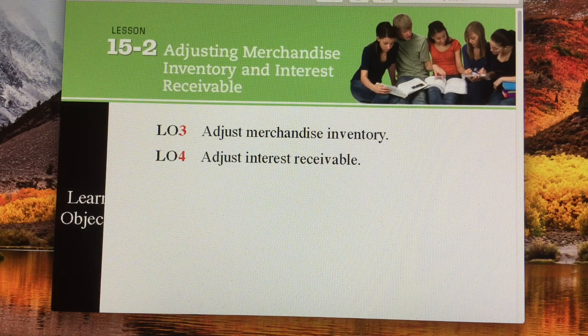Today's lesson is lesson 15.2, Adjusting Merchandise Inventory and Interest Receivable. Our learning objectives for today are adjusting the merchandise inventory and then adjusting the interest receivable.